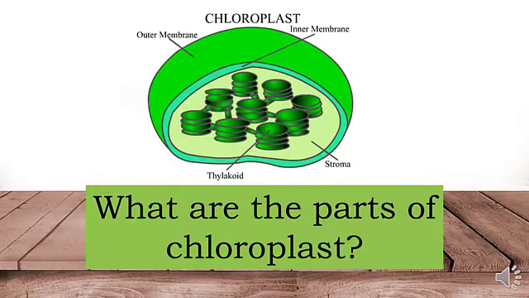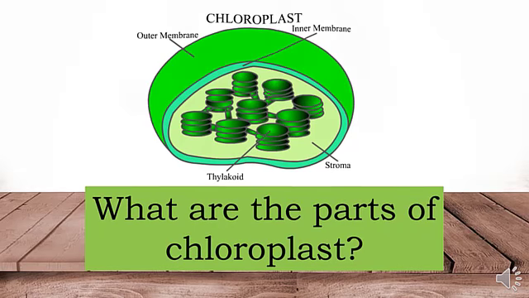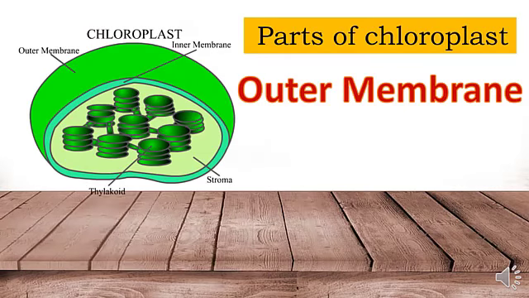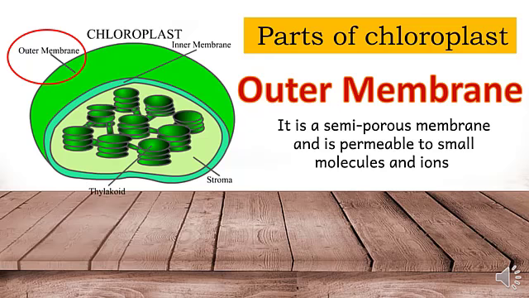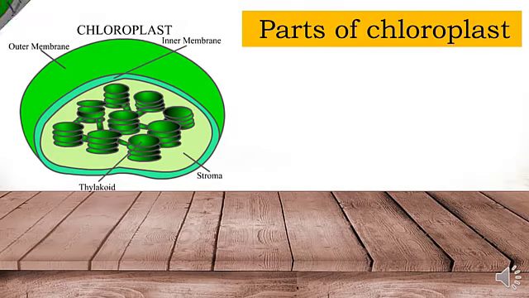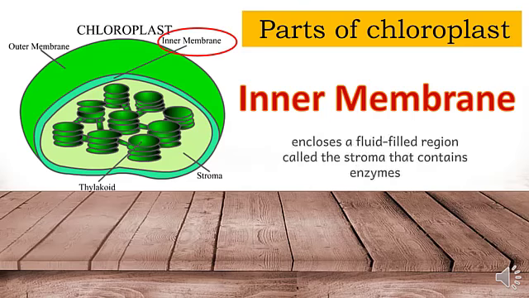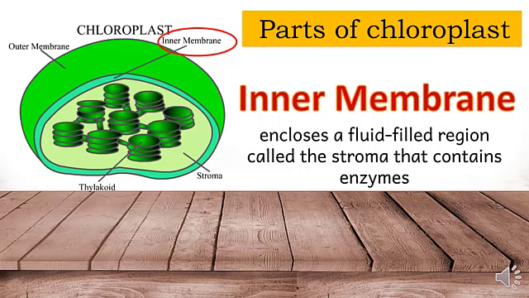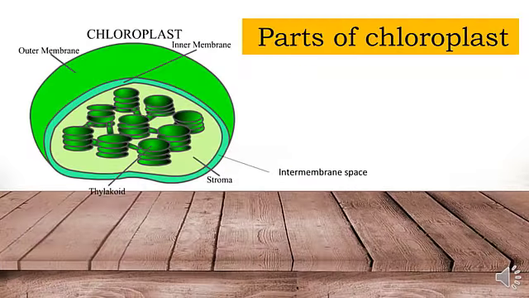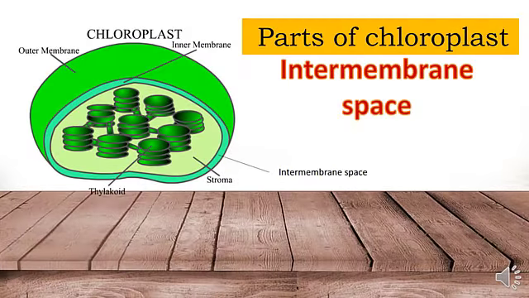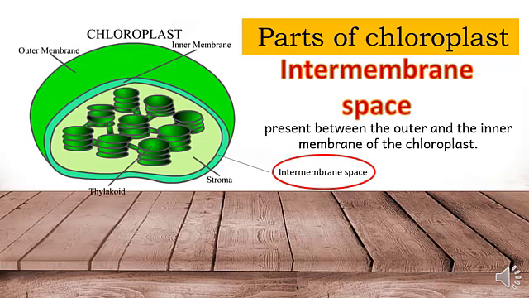What are the parts of chloroplast? We have the so-called outer membrane. It is a semi-porous membrane and is permeable to small molecules and ions. Next part is called the inner membrane. It encloses a fluid-filled region called the stroma that contains enzymes. Intermembrane space is present between the outer and inner membrane of the chloroplast.